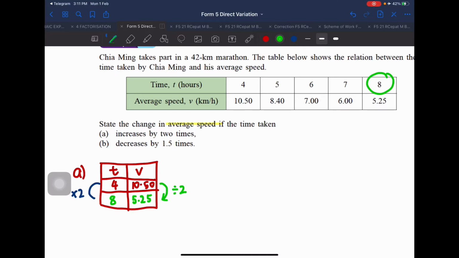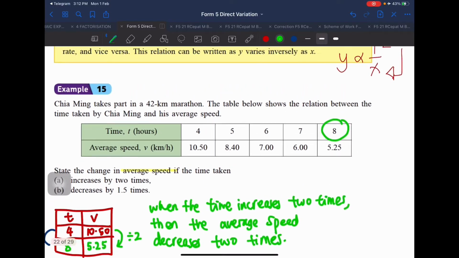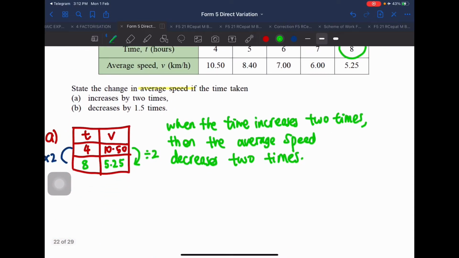So what we can say about this is, when the time increases 2 times, then the average speed decreases 2 times. Can you relate it with this one? For example, I write it down here: t is proportional to 1 over v. So if your value of t increases, your value of v will decrease.